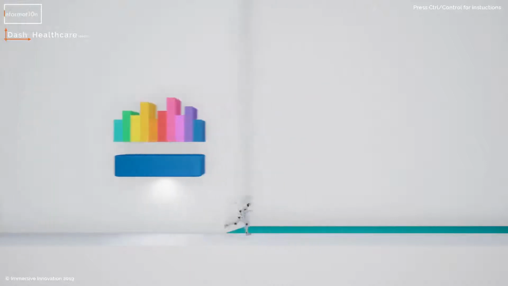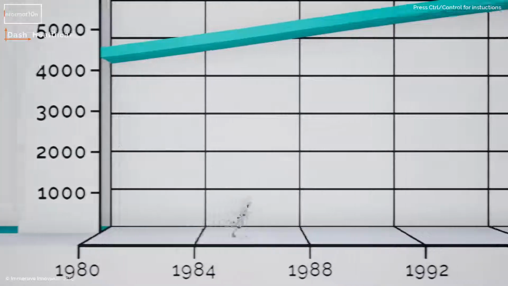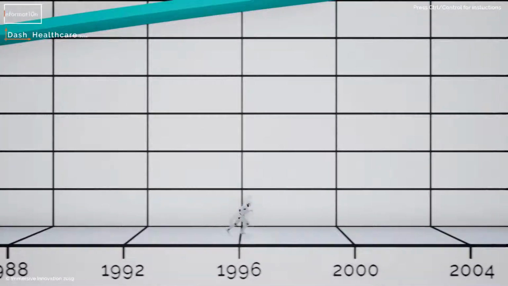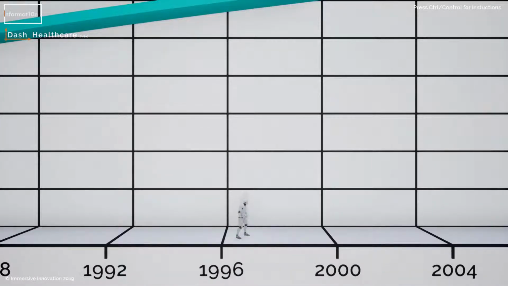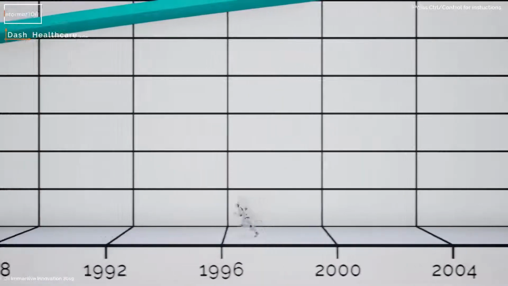Just going to keep heading to the right. And here you can see the chart area. So this is where your chart, line chart, bar chart, data visualization will appear. So at the moment, my camera, my view, is following the character as I move around.